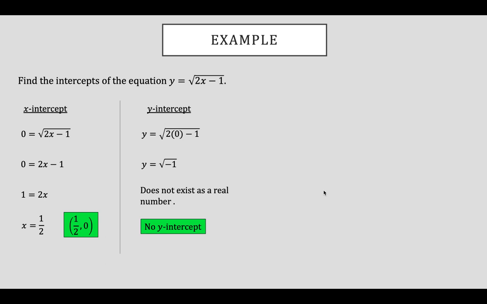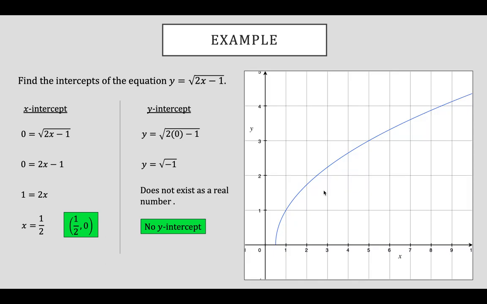And if you were to take out your calculator and graph this function, all right, this is what the graph would look like. And you could verify that it indeed does not ever cross the y-axis. It does hit the x-axis at (1/2, 0).